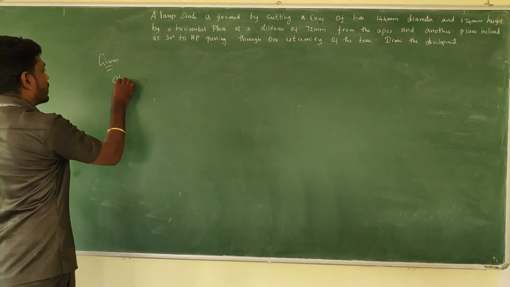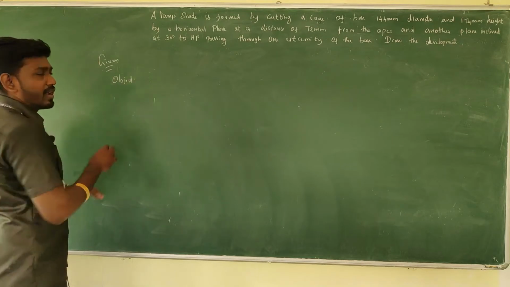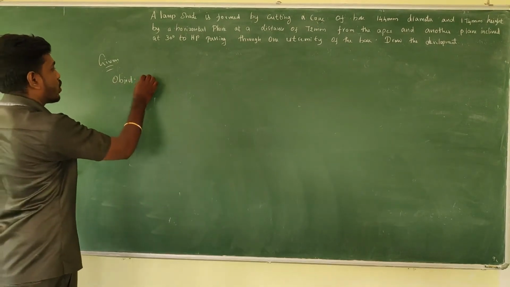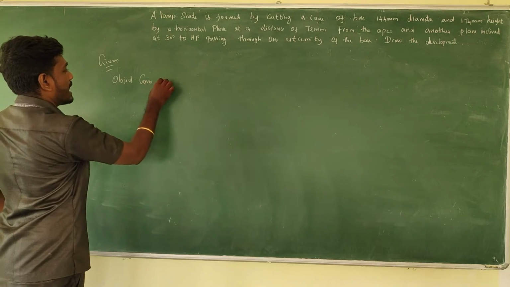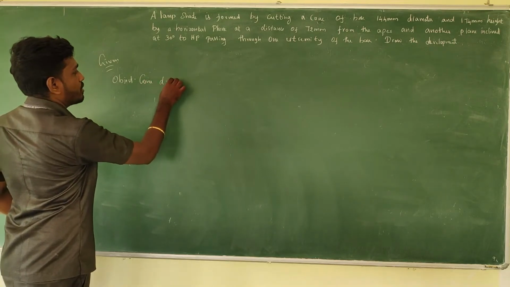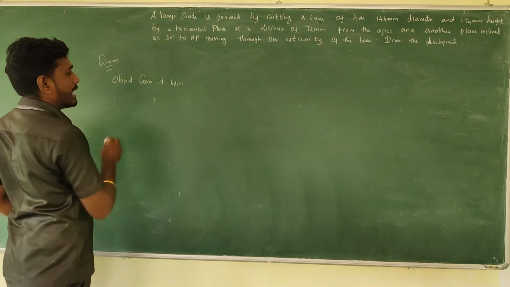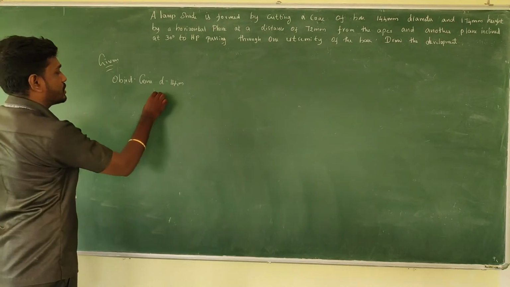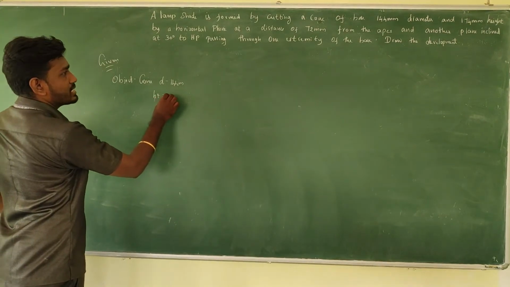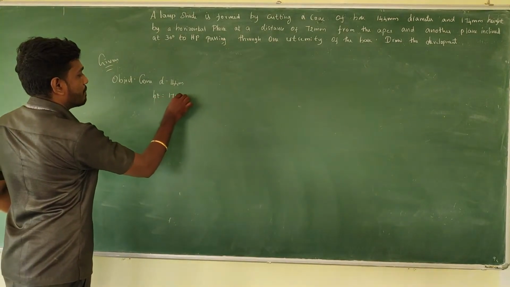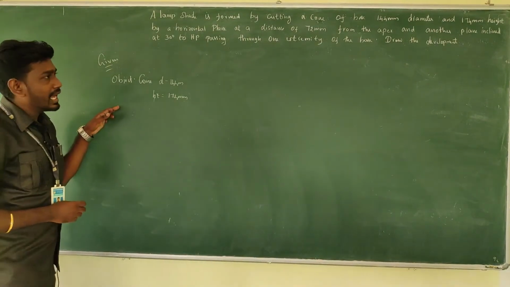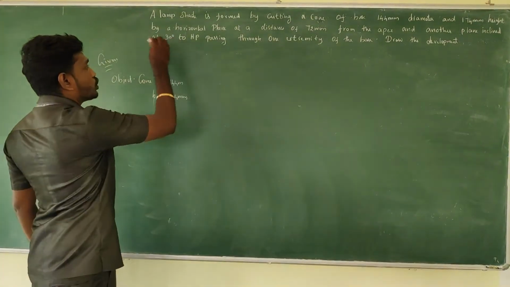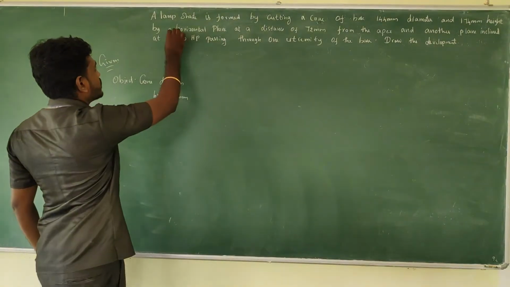What is the object given? It's a cone. Its diameter is given as 144 mm, and its height is given as 174 mm. When we are reading, two cutting planes are there. One is a horizontal plane.